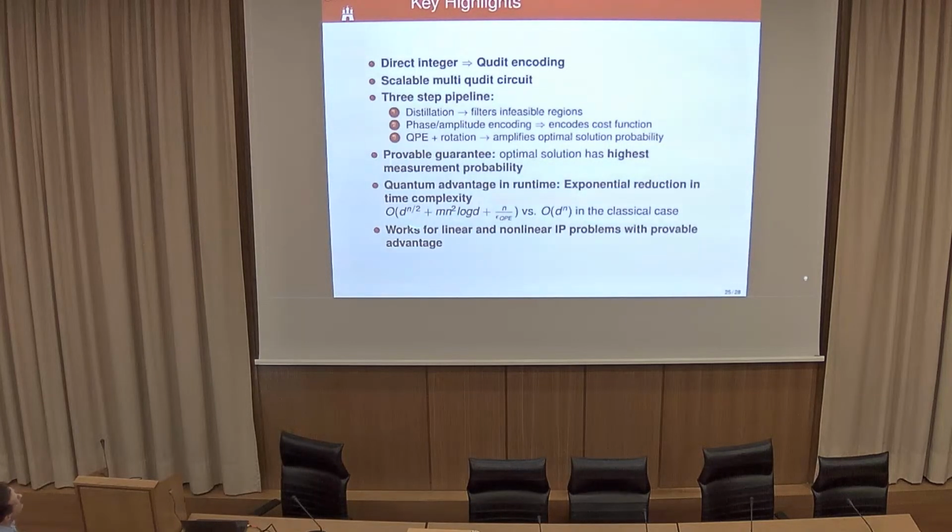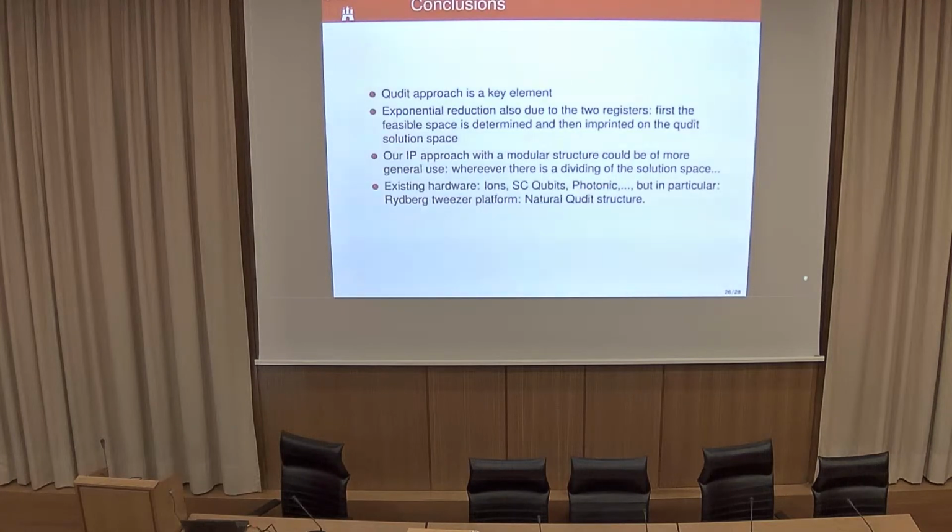So these are the key elements, in view of the lack of time before I get a minus sign. I'm not rushing through this again. But the qubit approach is a key element here. The separation between the qubit part, the cost function, and the constraints is an idea which might apply to other problems too. So the two registers: first the Fiesel space, then from the Fiesel space to entanglement, you get back a measurement and you imprint it on the qubit solution space.